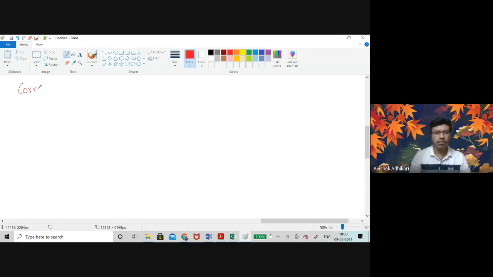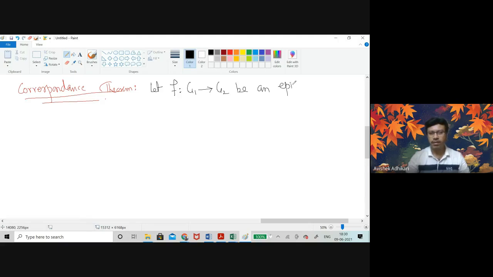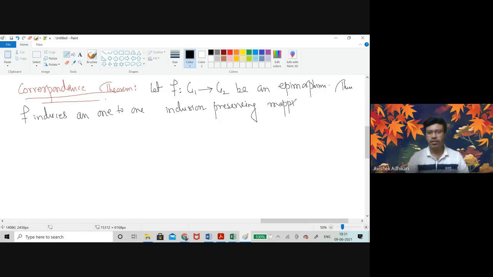Okay, now again I am going to deal with another very important result, that is known as the correspondence theorem. What does it say? It says, in the same format, let F from G1 to G2 be an epimorphism. Mind that this is an epimorphism. Then F induces a one-to-one inclusion preserving mapping. Inclusion preserving, what do you mean? I will explain.